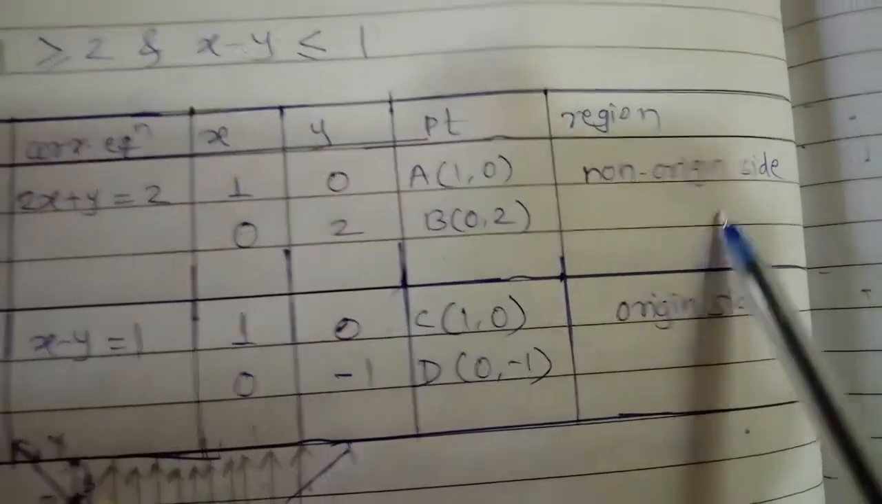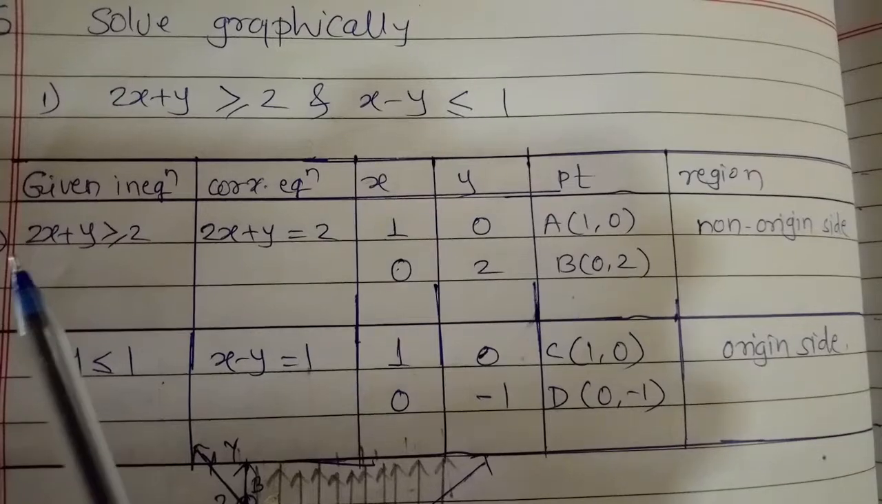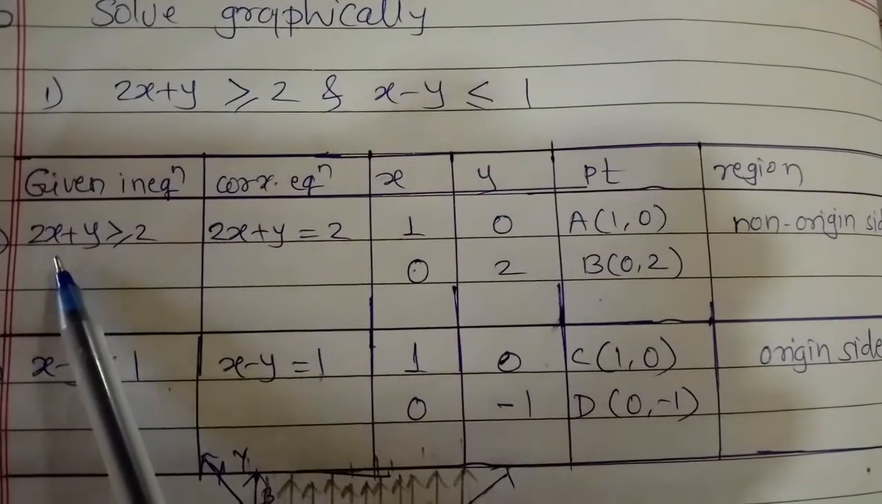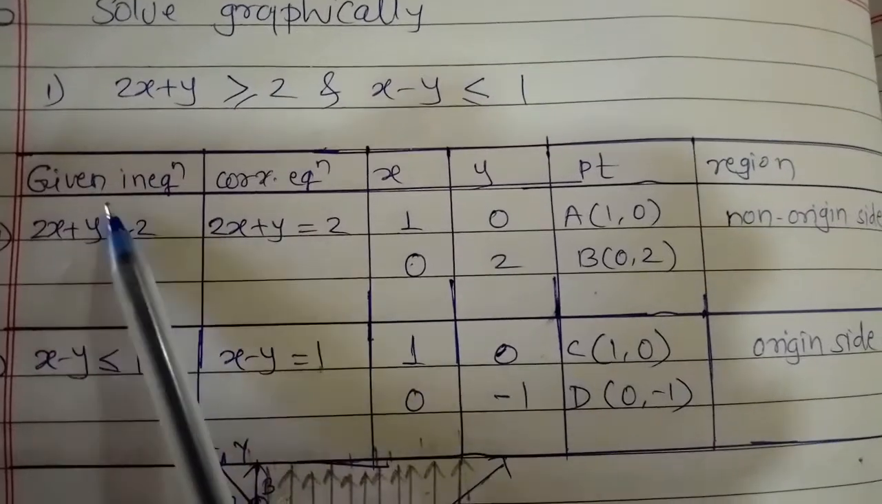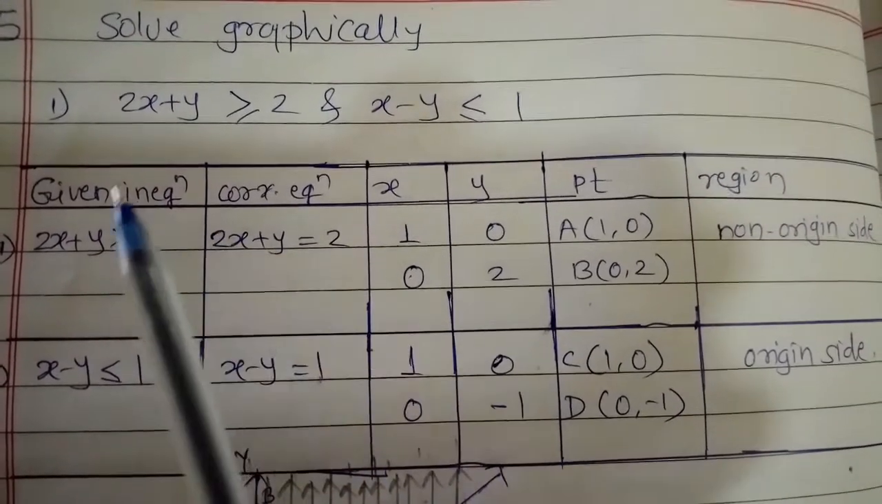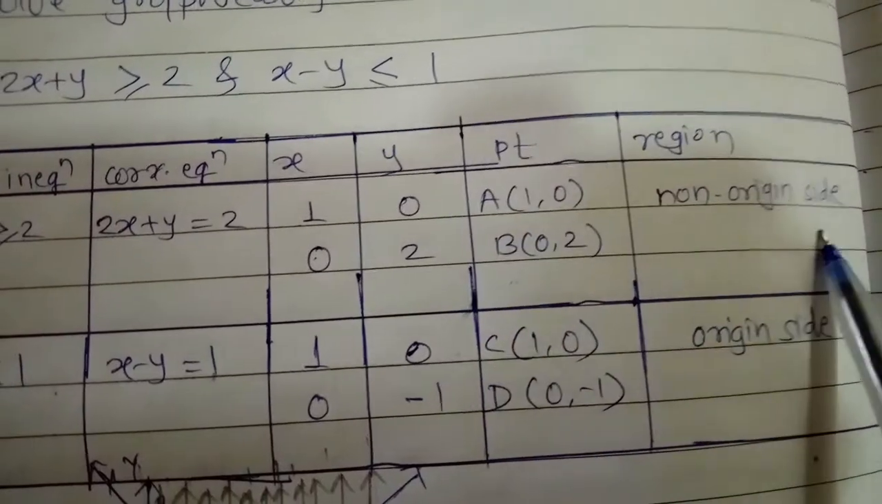See here, again we put the coordinates of the origin, x and y, that is 0 0. So we get 0, which is greater than or equal to 2, but this is not true, and so we have to draw the arrows on the non-origin side.